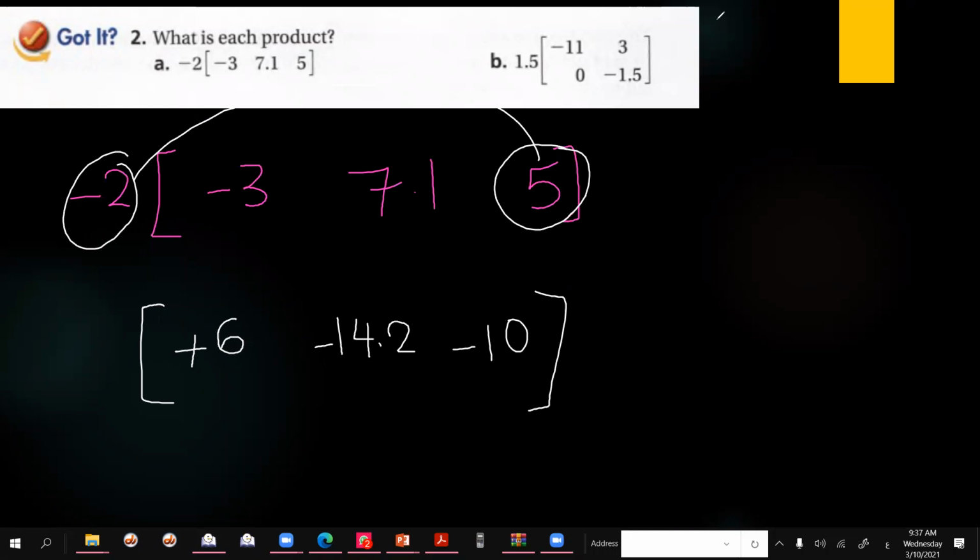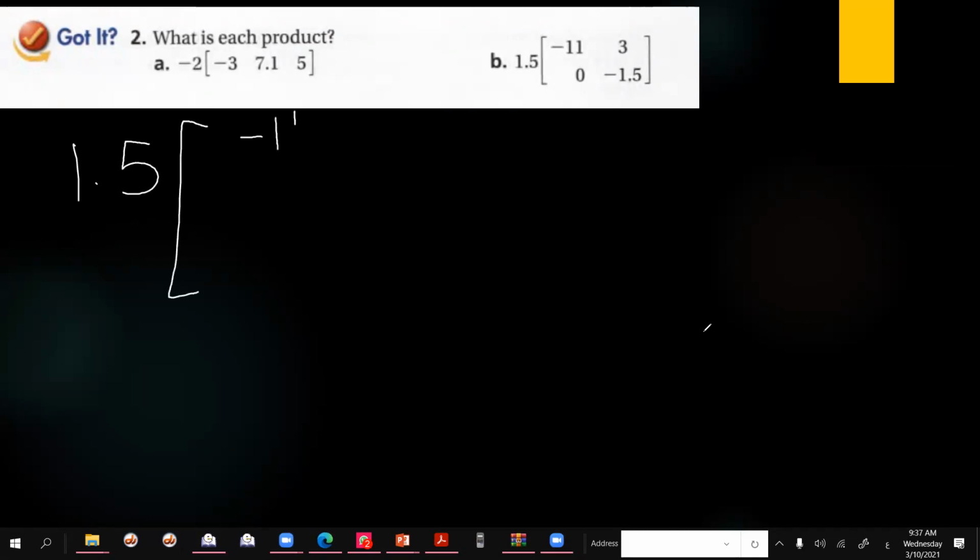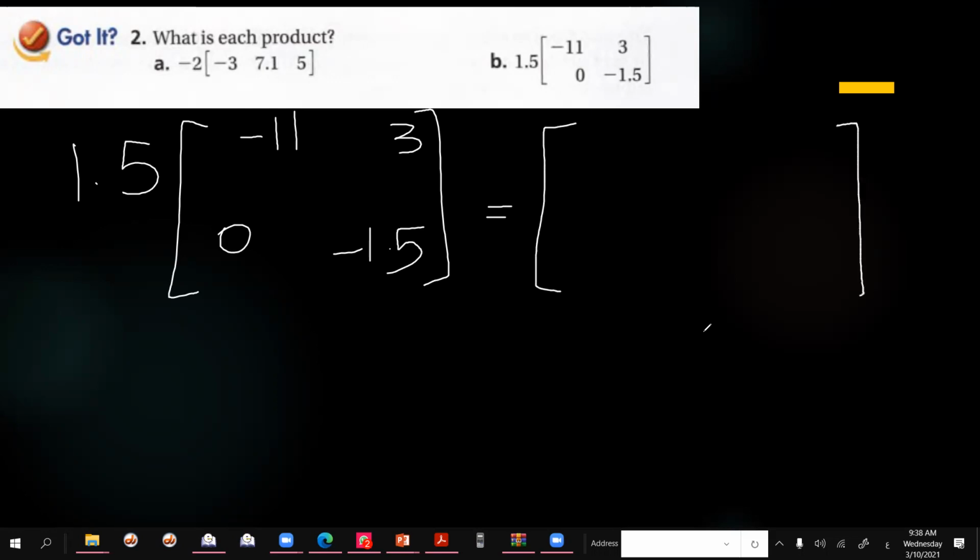Is it clear? Yes, teacher. Do you have any question? No, Miss. Now here, 1.5 times the matrix with elements negative 11, 3, 0, and negative 1.5. So what do we have to do? We have to multiply 1.5 by each element. So 1.5 times negative 11.